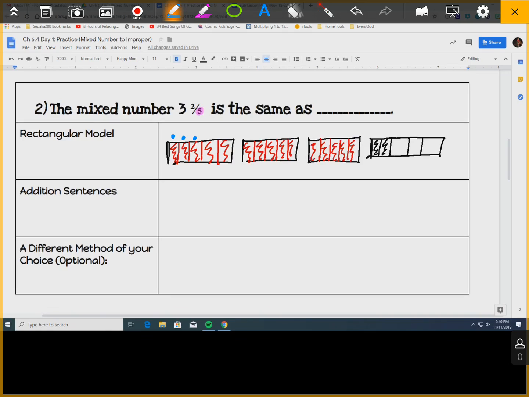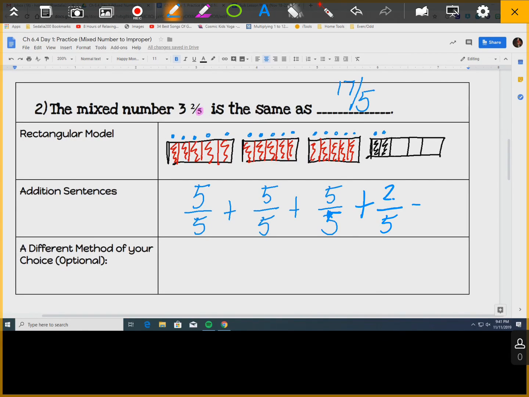1, 2, 3, 4, 5, 6, 7, 8, 9, 10, 11, 12, 13, 14, 15, 16, 17. That's going to give me 17/5. This can also be represented as an addition sentence. I have 3 wholes split into fifths. So I have 1 whole with 5/5, 2 wholes with 5/5, 3 wholes with 5/5. And then I have 2/5 more.